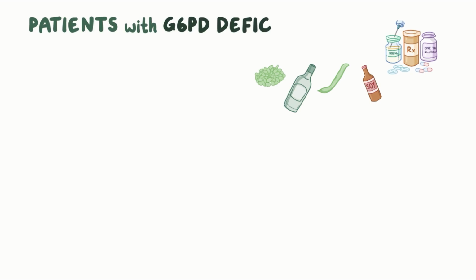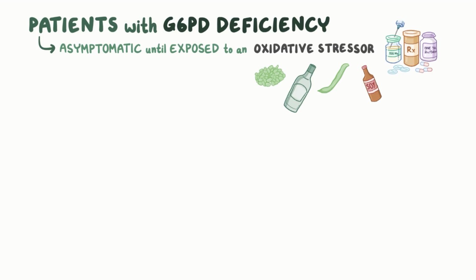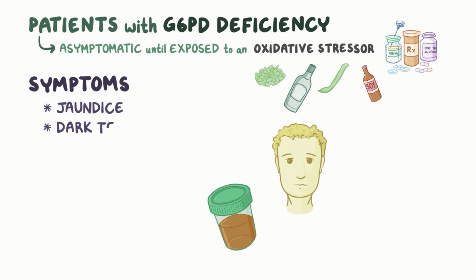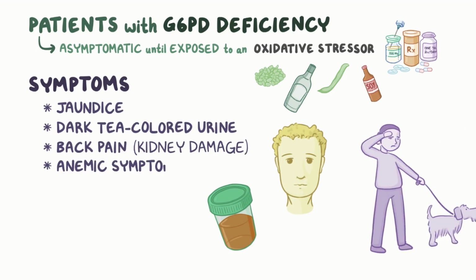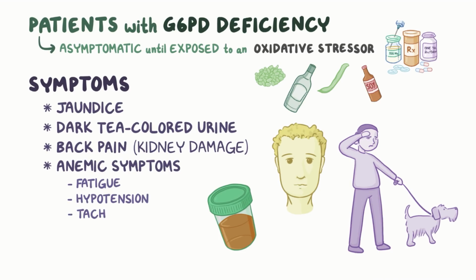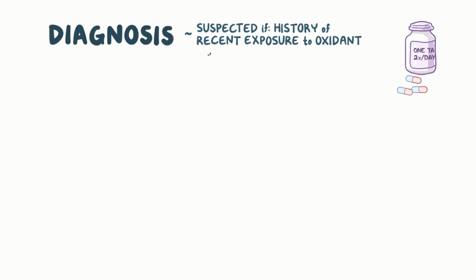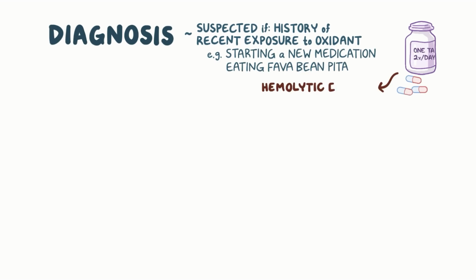Okay, now most of the patients with G6PD deficiency are completely asymptomatic until exposed to an oxidative stressor. Symptoms of acute hemolysis include jaundice, dark tea-colored urine, back pain due to kidney damage, and anemic symptoms like fatigue, hypotension, tachycardia, confusion, and others. The diagnosis can be suspected if there's a history of recent exposure to an oxidant, like starting a new medication or eating a fava bean pita followed by a hemolytic episode.